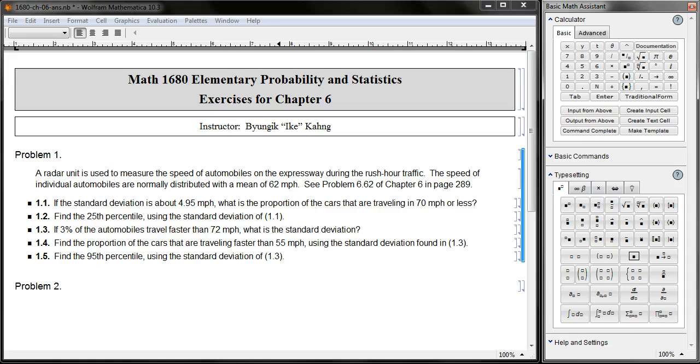Welcome back, students. Before starting the second subproblem, let's review what we just did in the first problem.